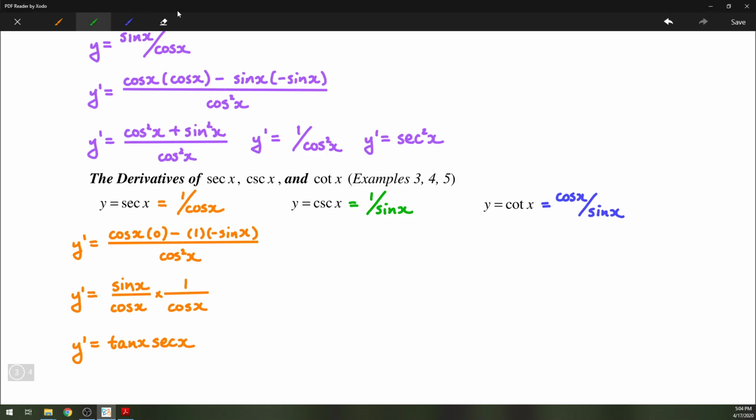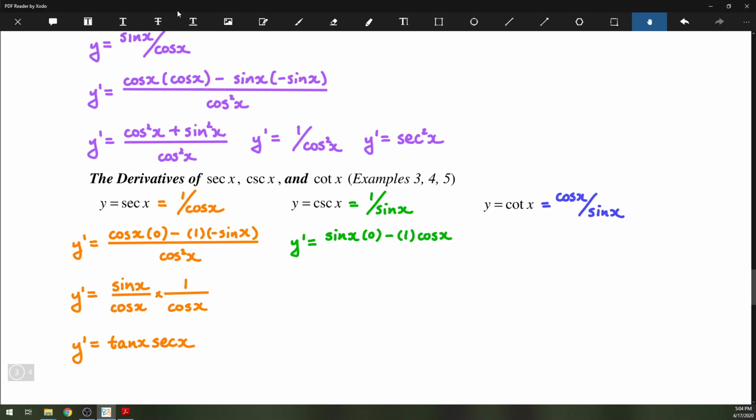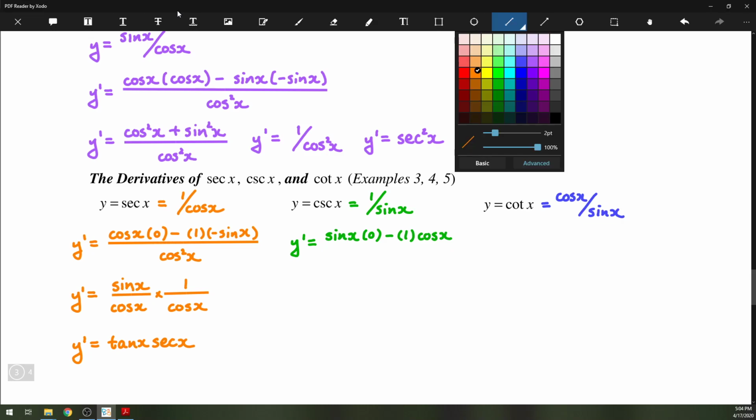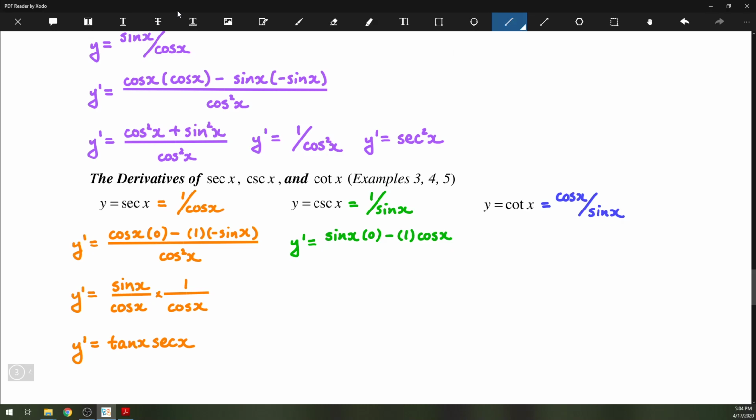Okay, so similarly, cosecant x, you can do the same thing. So the derivative, of course, of cosecant x, we can use the quotient rule. So sine x and the derivative of 1 is 0, just like before. Then 1 and the derivative of sine x, of course, is cosine x. So all over sine squared x. Very similar to the previous question.